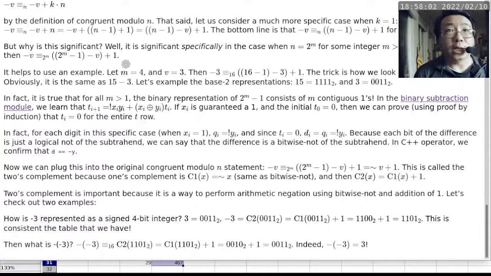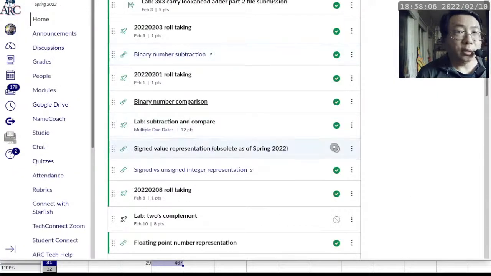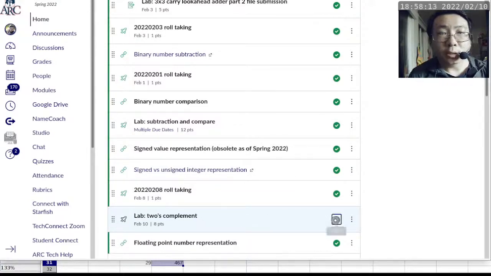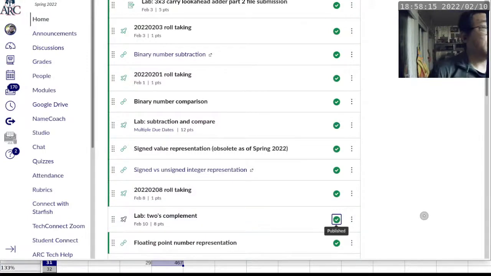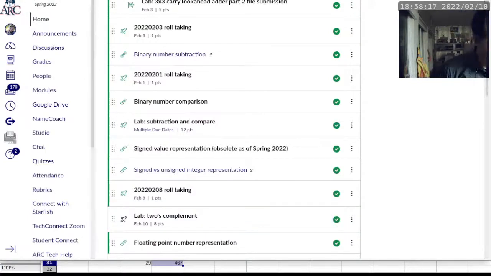Alright, so while you guys are asking questions, I am going to open up the lab. The lab is called 2's complement, and I'm going to unlock it now so you guys can see it. Alright, so I'm going back to the text channel.